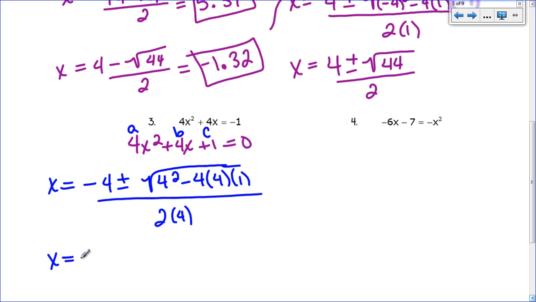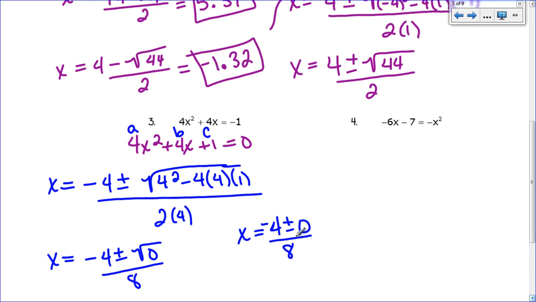Simplify that, just like with my calculator. Plug that in. This comes out to be the square root of 0 over 8. Well, the square root of 0 is just 0. So here's what I have. x is equal to negative 4 plus or minus 0 divided by 8. What's so nice about having this 0 here is that whether I add 0 or subtract 0, the answer is the same. So I only have to do this once. Choose. Do you want to add or subtract? I don't care. Just pick one.